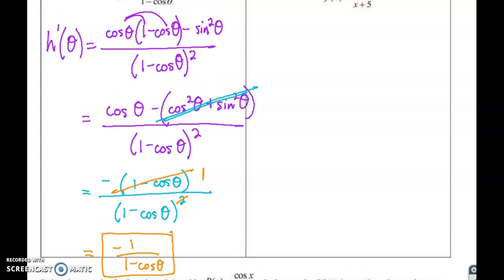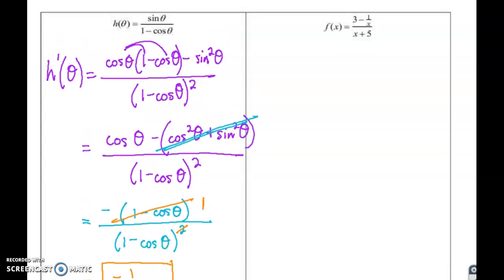So again, please pause the video, soak this in, make sure you understand. So I would actually rewrite the next one because I don't like that fraction inside of that, and then find the derivative.